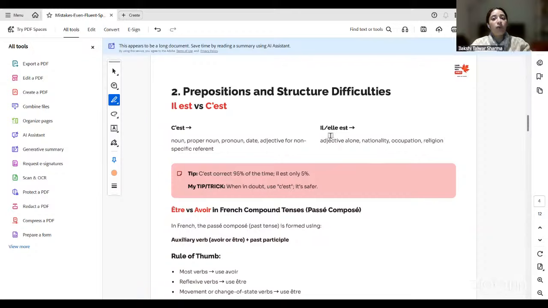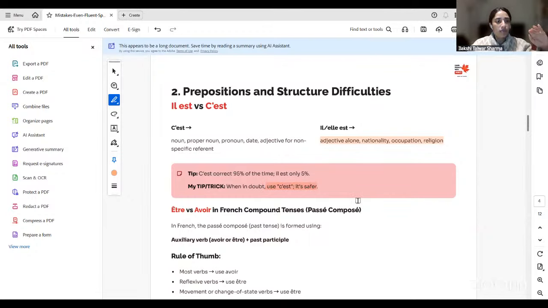Il or elle will be used when this is an adjective alone, nationality, occupation, or you're referring to what religion this person follows. That is il or elle. Like elle est indienne. She is Indian. Il est canadien. He is Canadian. I get that, il or elle in that way. But for objects, nouns, proper nouns, in all of these cases, you use c'est. Okay? And honestly, if you're ever in too much of a doubt, just use c'est. It's safer.